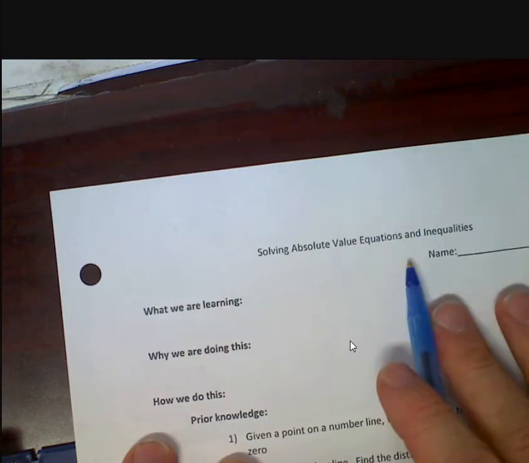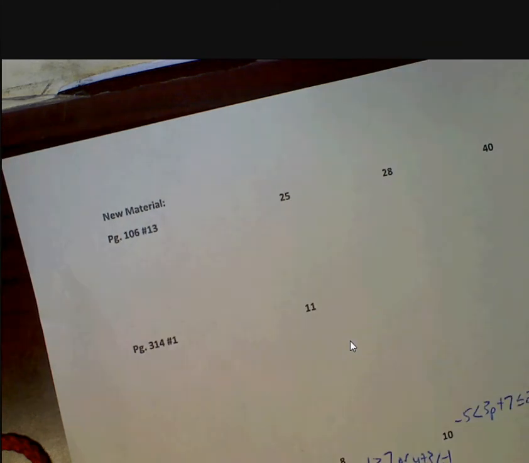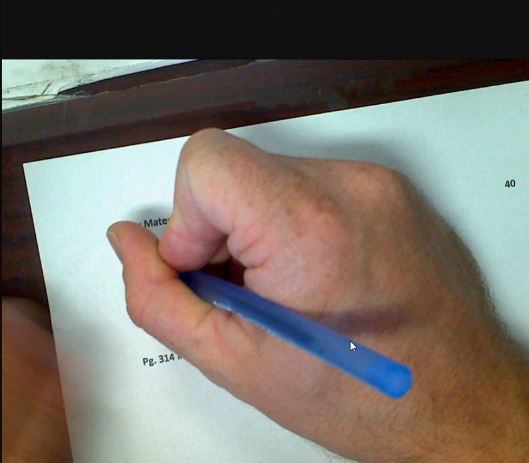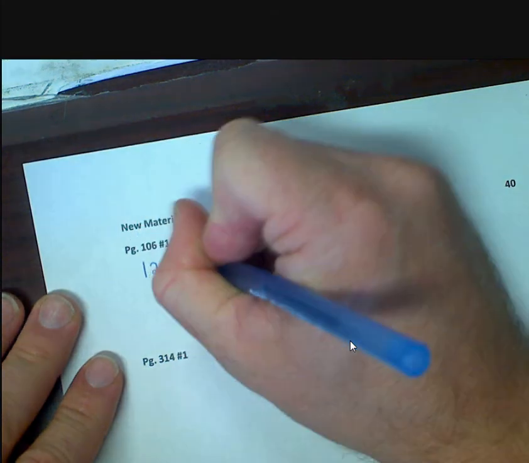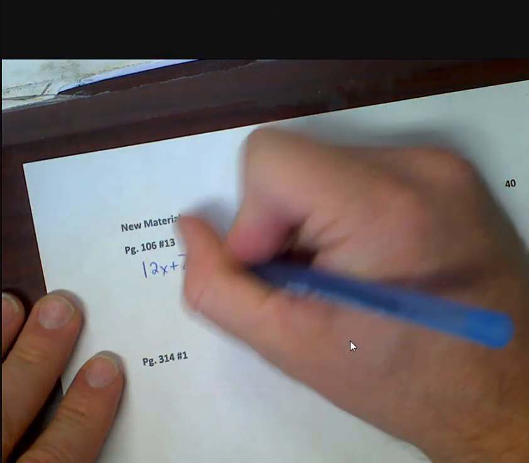Okay, this is solving absolute value equations and inequalities. So we are on the back side, page 106, number 13. On page 106, number 13, it says the absolute value of 2x plus z plus 2y.